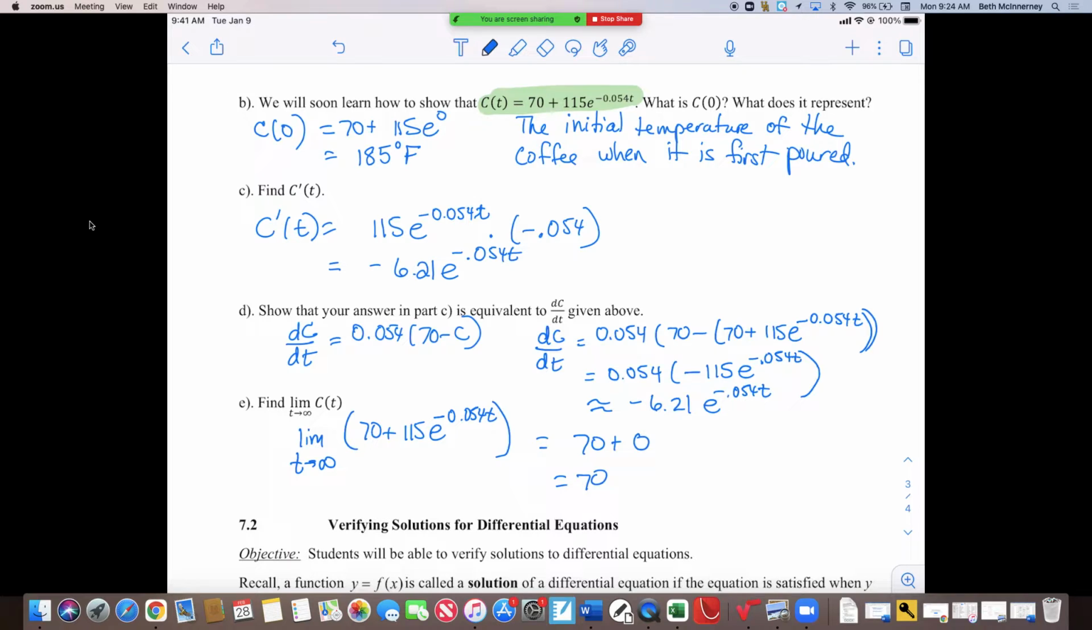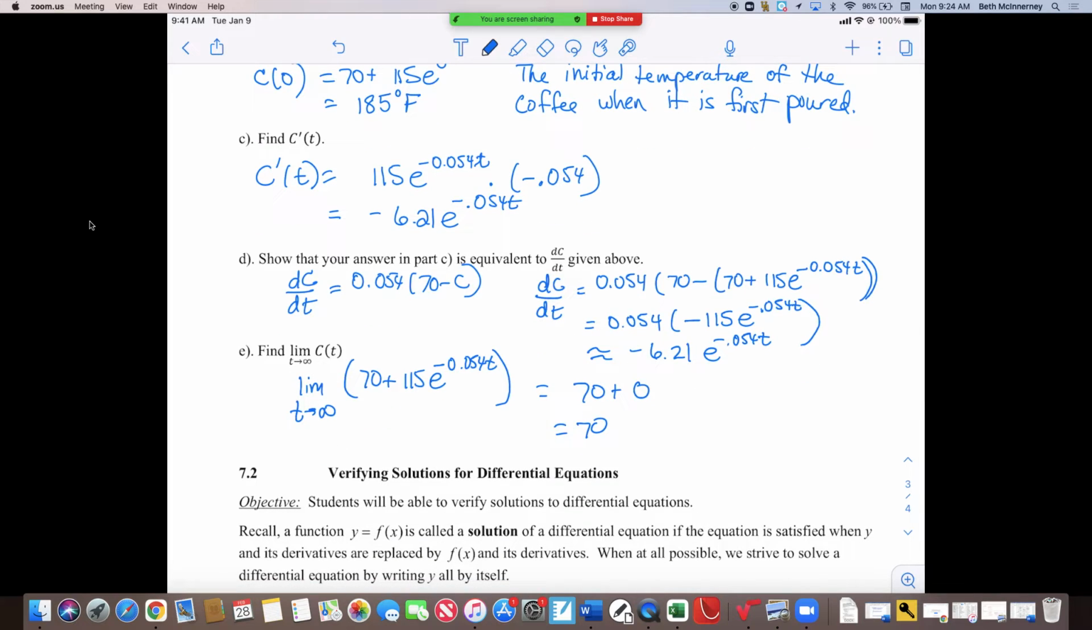What does that mean in the context of our problem? Yeah. Okay, awesome. That's the room temperature. But what about t going to infinity? Can we put it all together? You're right, that's the room temperature. But what does t going to infinity really mean realistically?